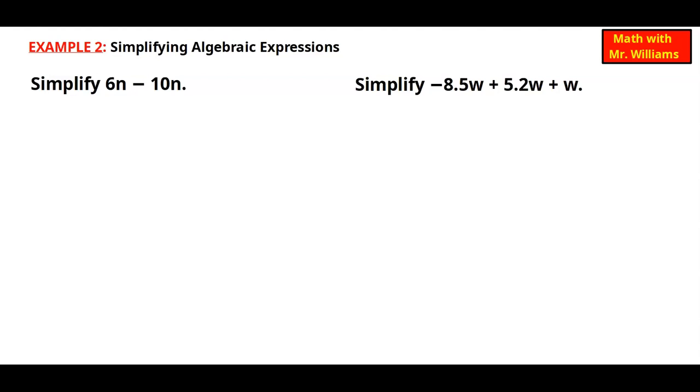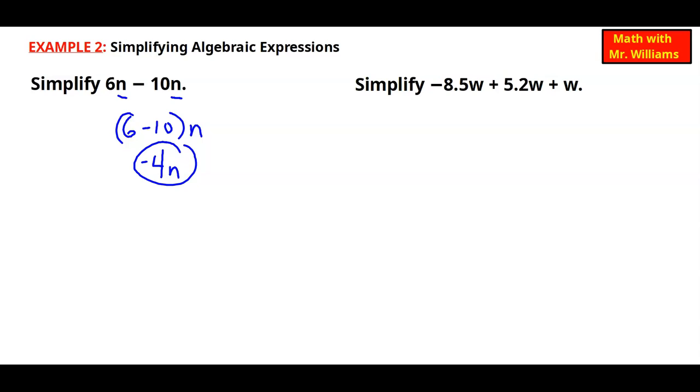Math with Mr. Williams, example 2, simplifying algebraic expressions. Simplify 6n minus 10n. All right, so we're going to use our distributive property, and we're going to rewrite this, pulling the numbers out front because they have the same variables. 6 minus 10, that's going to be times the letter n. All right, so 6 minus 10 will get us a negative 4. And then we just bring down the n, so we have negative 4n as our answer.